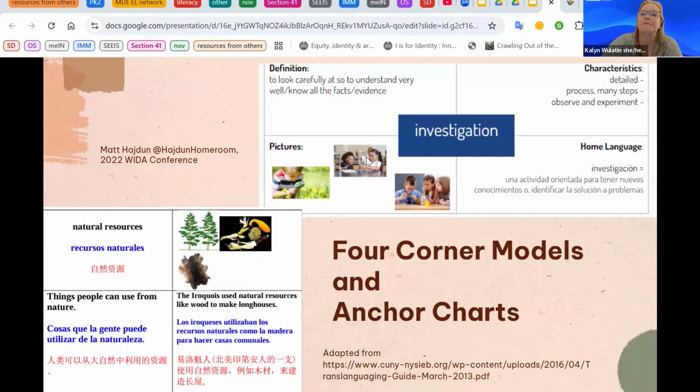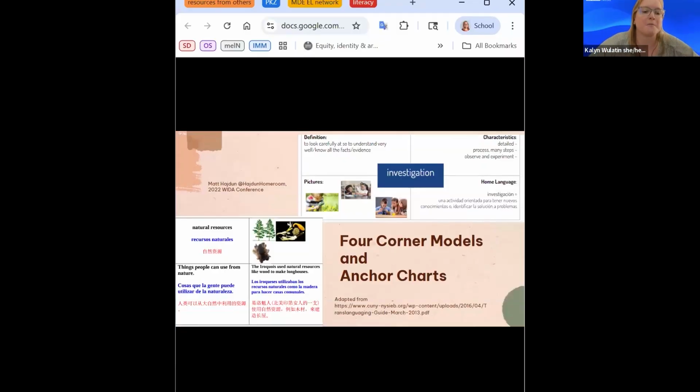So this looks like a Frayer model, but the thing with four corners is you can make it reflect anything. You don't have to use just the corners of the Frayer model, right? But here you can add pictures, you could add other languages, you could add sentences. You can have groups of students co-create these. So these are just some examples here. And again, all these are linked in this website, but there are a lot of good resources out of New York, out of the CUNY system.